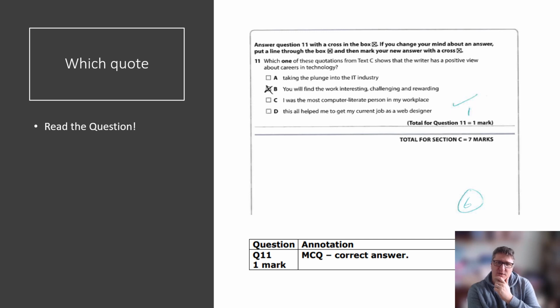I was the most computer literate person in my workplace. Irrelevant. That doesn't talk about having a positive view. That's fairly neutral. This all helped me to get my current job as a web designer. So what? That doesn't tell you that you like your job. And we don't know what this is either. You will find the work interesting, challenging, and rewarding. Boom, boom, boom. Three positive adjectives about the work. So that is the one, and you will get that only by reading the question.